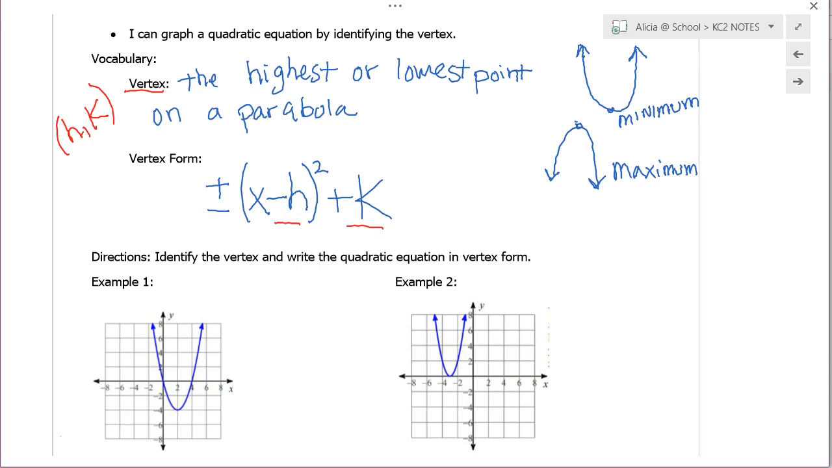What I mean by that is, looking at example 1, it tells us to identify the vertex and then write the quadratic equation in vertex form. Well, our vertex for example number 1 is right here at 2, negative 4. Now I have to do the h, k part of this, and one thing I would like you guys to remember is that because our h in our formula had that negative sign, only the x changes its sign.